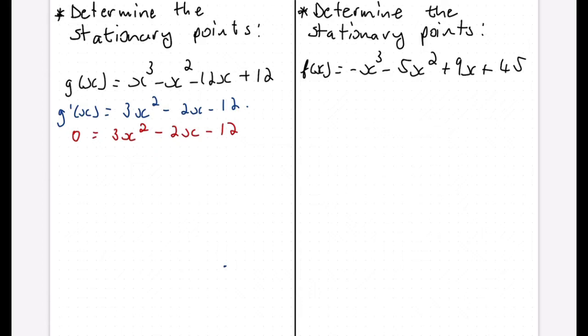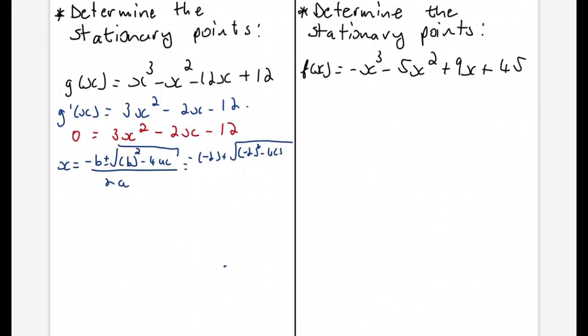I don't know about you, but I'm just going to use the quadratic formula, which says x would be negative b plus or minus the square root of b squared minus 4 times a times c, all divided by 2 times a. Which means in my case, x would be negative negative 2 plus or minus the square root of negative 2 squared minus 4 into 3 into negative 12, all divided by 2 times 3.